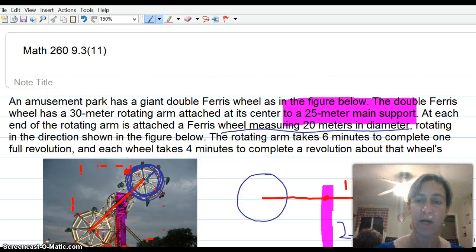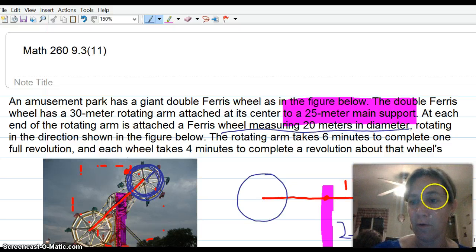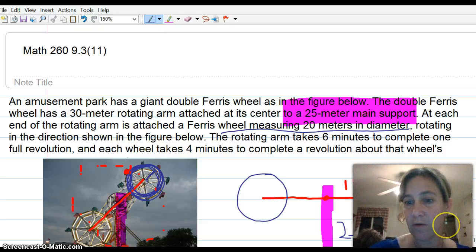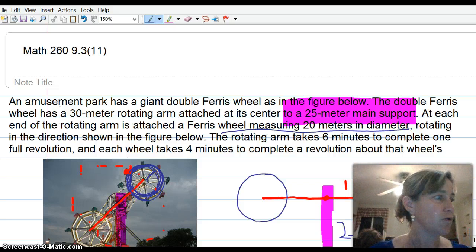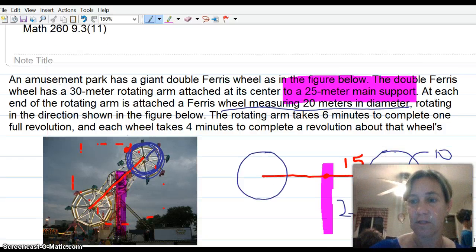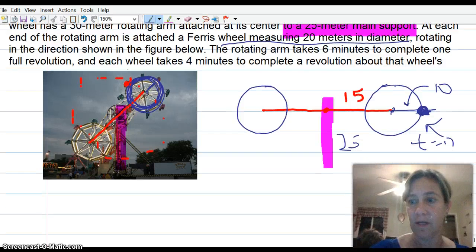Now our real question is to write an equation for your height above the ground, assuming that at time 0, you are right here. So this is you at time 0. Notice at time 0, you're exactly here on that arm, so you're 25 meters up. So you're starting out at 25 meters up at time 0. Let's scroll down here a little bit.